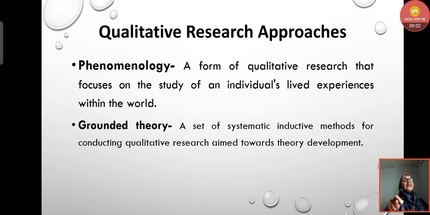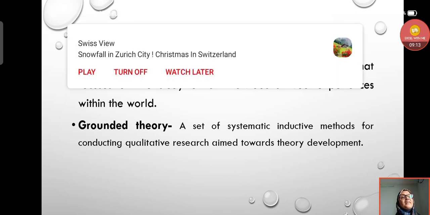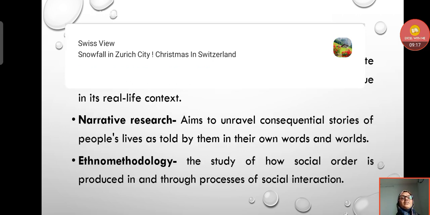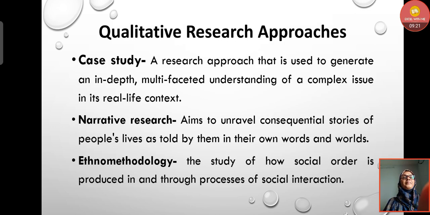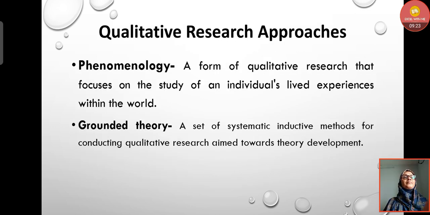What happens here? Inductive methods are applied here, from particular to general. They take a specific criteria and specific problem, and they will generalize from it. So grounded theory, we understood, uses inductive methods for conducting qualitative research aimed towards theory development.